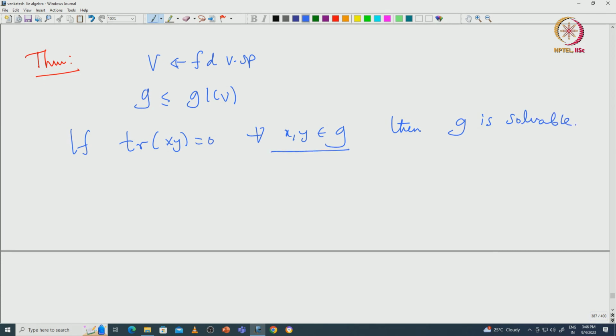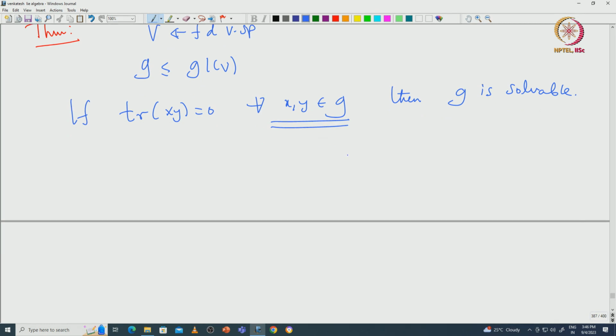Note that here we have relaxed the condition a bit. We are demanding that the trace of xy is 0 for all x, y in G. We will see later that this relaxation is good enough to say that G is solvable. Okay. So, how does one prove this? In order to prove G is solvable, it is enough to prove the derived algebra is nilpotent. Okay. So, to prove G dash, the derived algebra, is nilpotent.